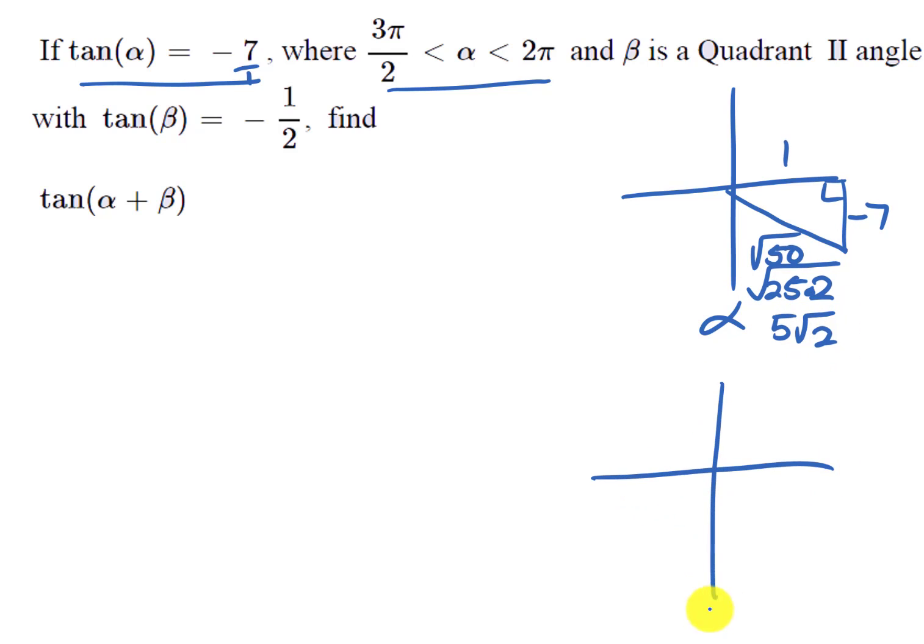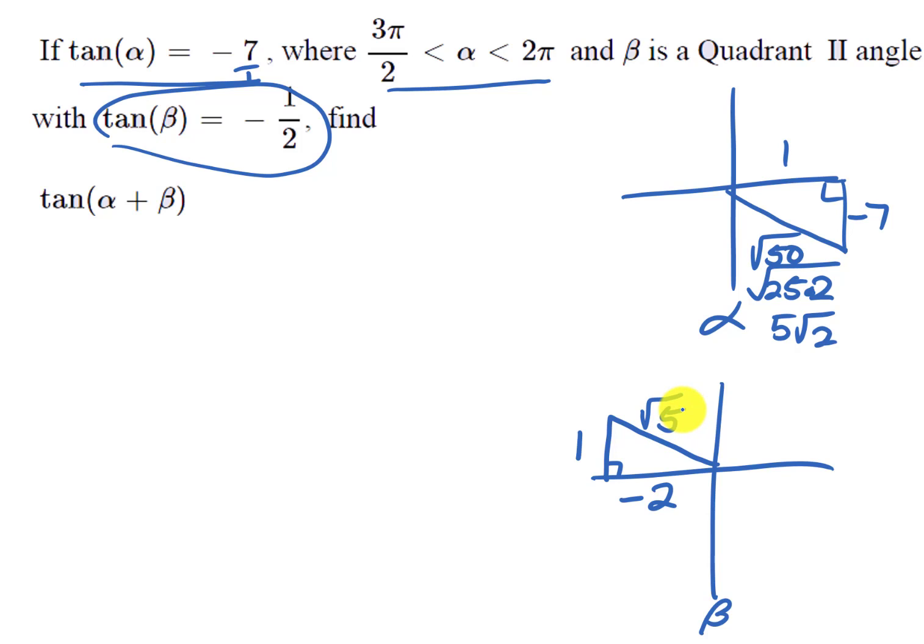Now I'm going to go ahead and show beta. Beta is a quadrant 2 angle, so I'm making a triangle in quadrant 2, and tangent of beta is -1/2. Tangent is opposite over adjacent: opposite 1, adjacent -2. Now it was -1/2, so the negative could have gone on the 1 or the 2, but in quadrant 2, y values are positive and x values are negative. Now if I did a squared plus b squared equals c squared, I would find that this side is the square root of 5. Now we want tangent of alpha plus beta.